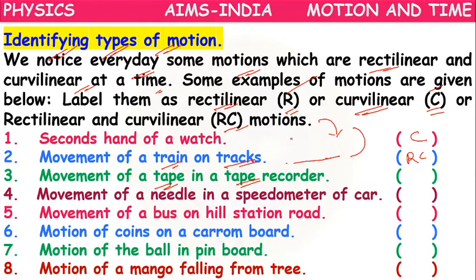Movement of tape in a tape recorder. It's a tape recorder. In olden days, we used to use tape recorders for playing songs. In a tape recorder, the tape used to move like this. So this part is rectilinear, but this part is curvilinear, means both.